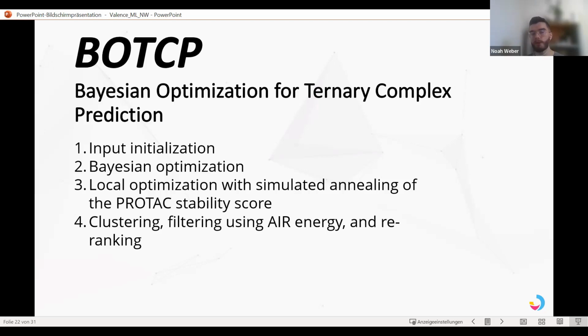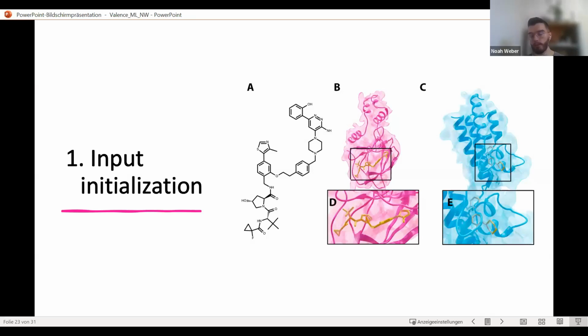But the whole procedure could be summarized in four distinct steps. How do we determine the stable ternary complex? First, we need the inputs. We need to initialize the inputs, and I already alluded to this previously. So in picture A, we need to find the suitable linkers for the warheads that we already pre-selected, and then we need to dock the warheads, or the E3 binding moiety, to the respective ligase and the protein. This is exactly what happens here.